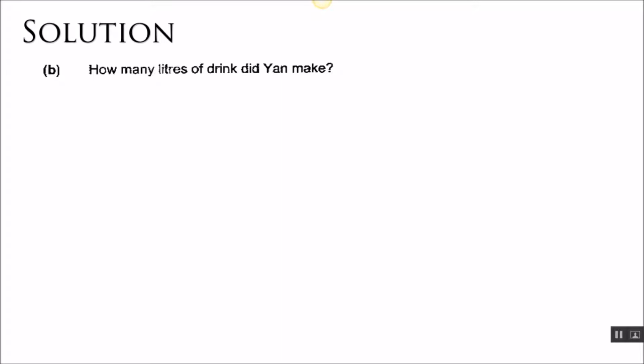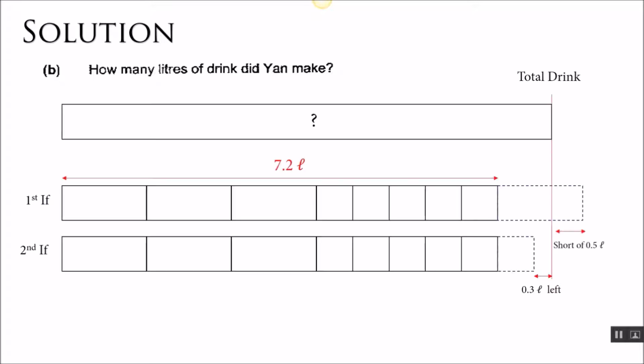In order to solve Part B, I need to refer back to the model that I've drawn in Part A, which is this one. As you can see over here, we are finding the question mark, which is the total amount of drink that Yan made. In order to do that, let's take a look at the second situation. 3 large bottles plus 5 small bottles over here is 7.2 liter. And to fill one more small bottle, which we have already found to be 0.6 liter, she will have 0.3 liter of the water left.